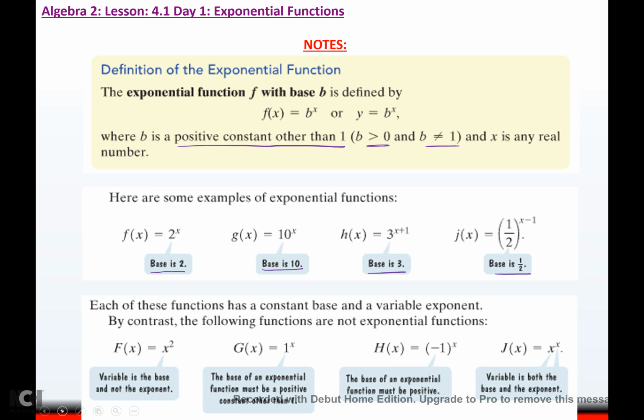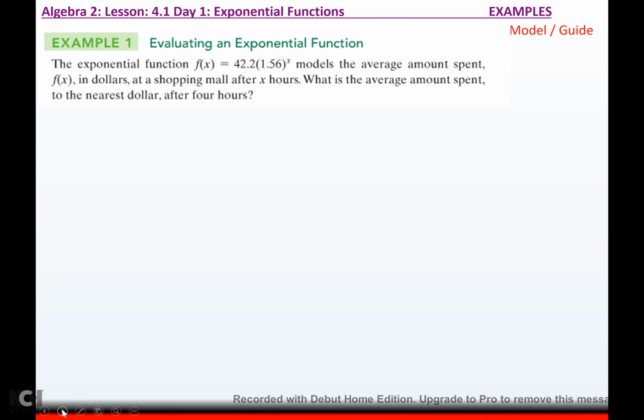By contrast, the following functions are not exponential functions. This one is not an exponential function because to be an exponential function, your base has to be a number and your exponent has to be a variable. Here they're switched. Here this one is close, but remember by definition b cannot be 1, so you can't have a base of 1 or -1, or it can't be negative. Remember your definition. And here you can't have a base and an exponent that are both variables, not to be an exponential function.